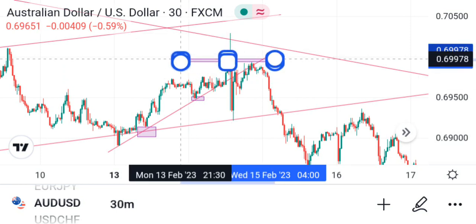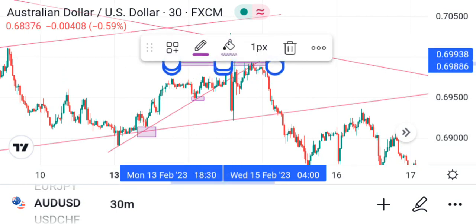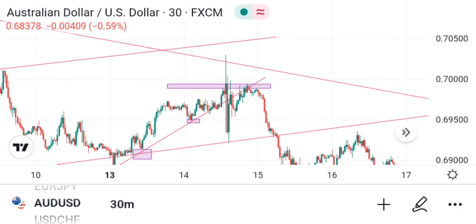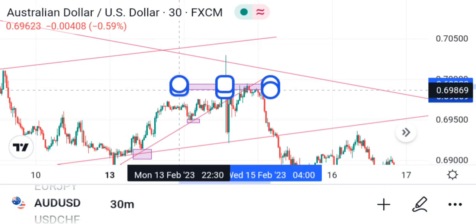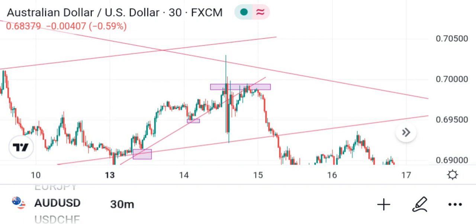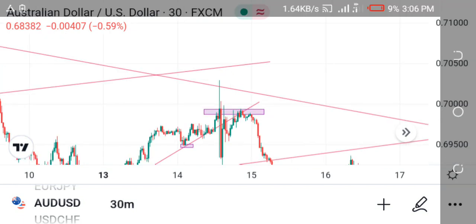Now don't forget, this is what we are seeing here. This whole move here gave us a double top. See? So now a double top connotes that the market is about to move in the opposite direction.